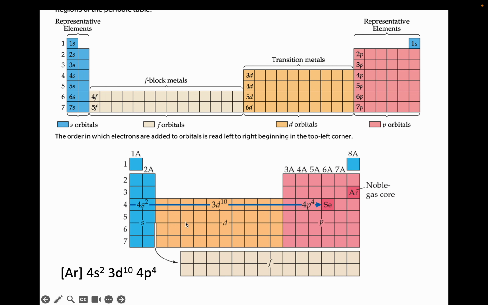So we can see for selenium, we'd start with argon, 4s2, 3d10, 4p1, 2, 3, 4.